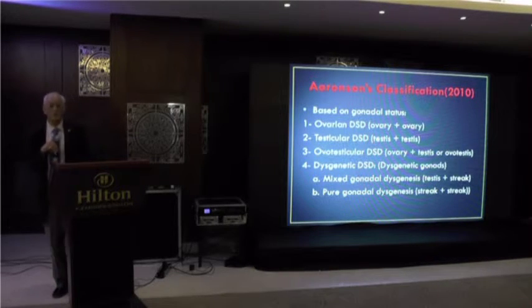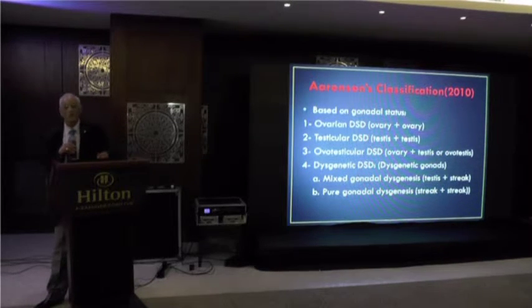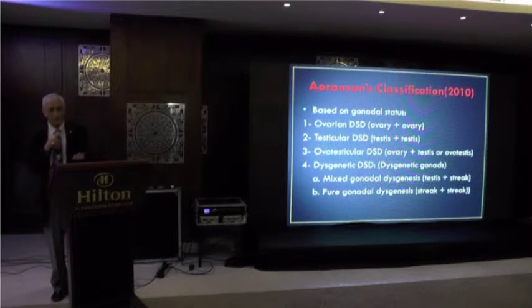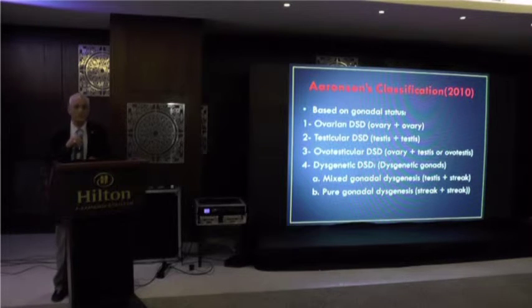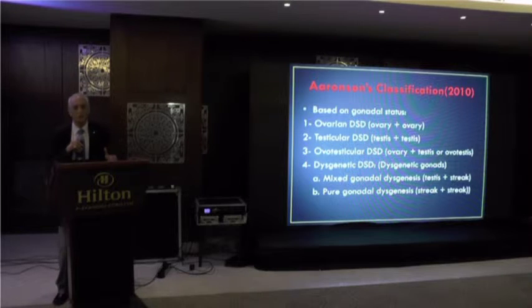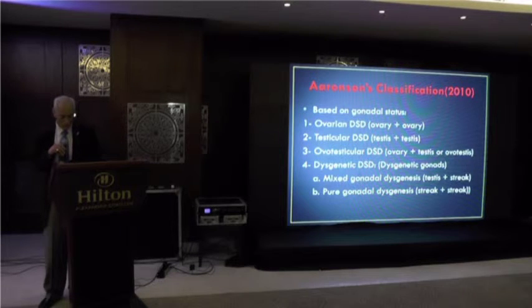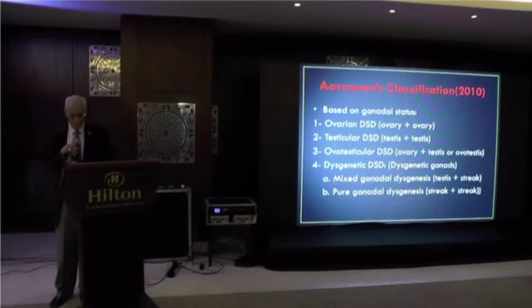So there is another classification, the Arson classification 2010. It is based on gonadal status, so it is the same as the Allen classification. It is based on gonads. But the difference is, in Allen classification, they say hermaphrodite either true or false, but here we call disorder of sexual differentiation. This is Allen, and this is Arson, the same.